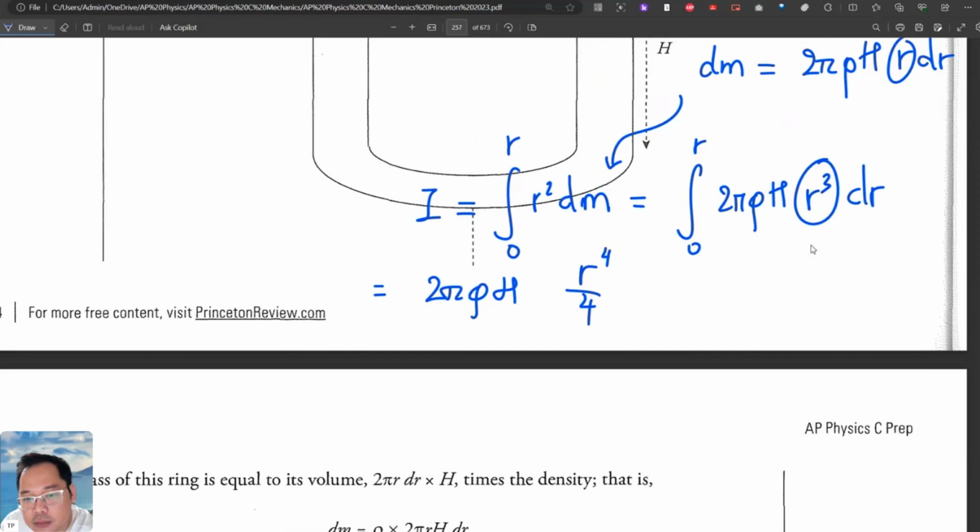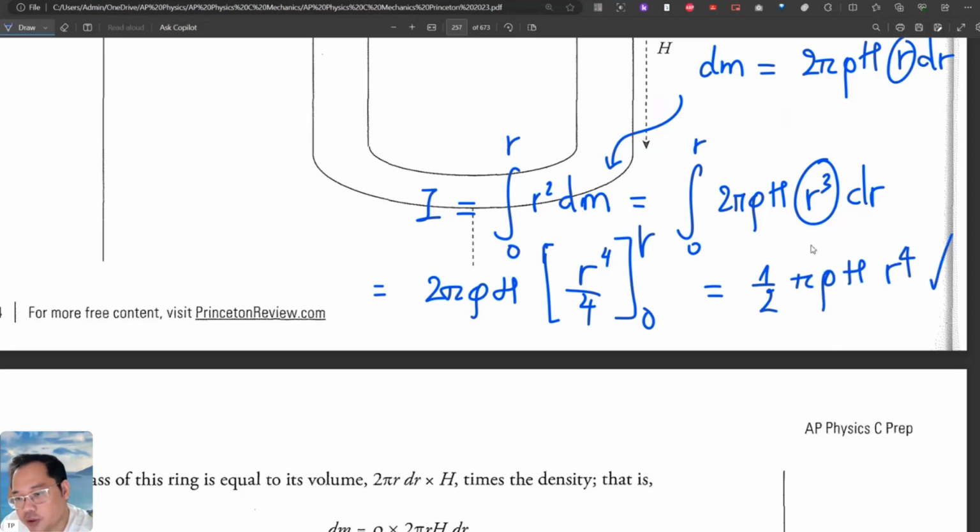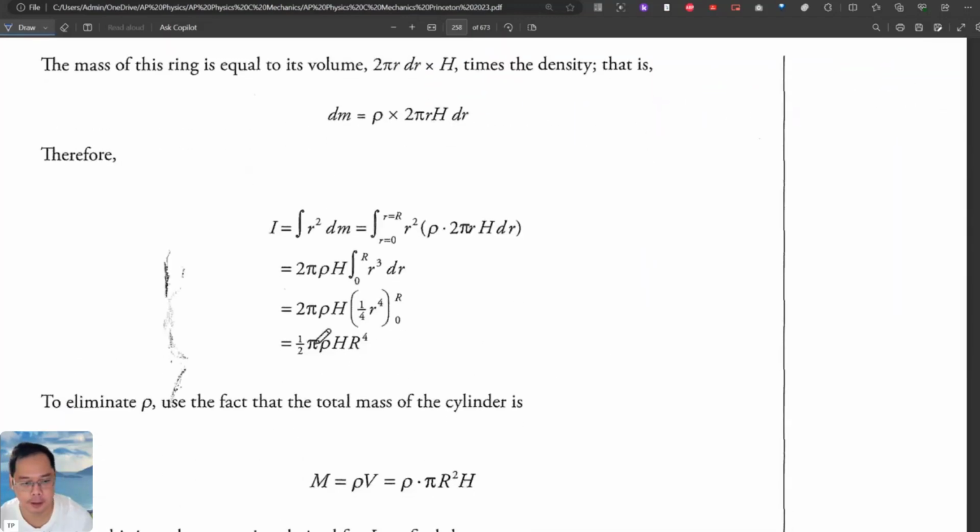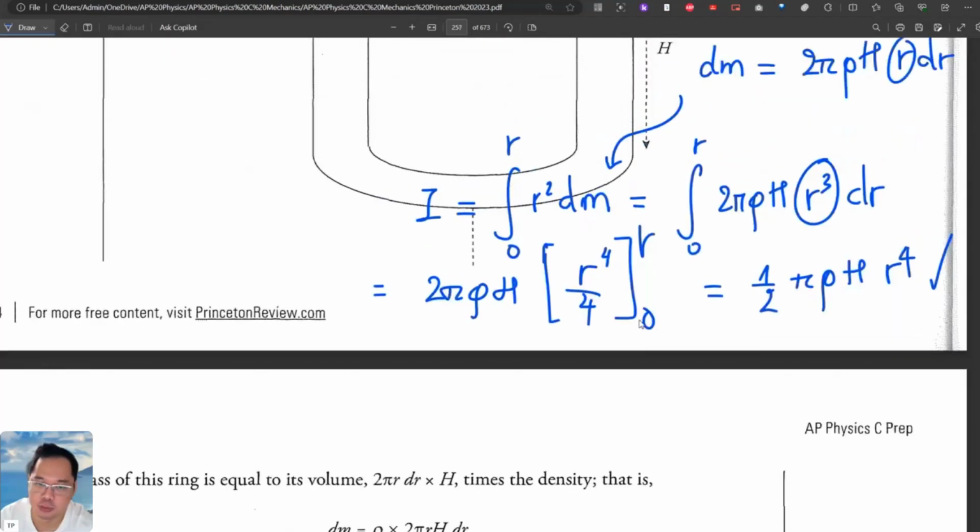Putting in the limits, 0 to R, we have the final result. 2 pi over 4 is 1/2, so 1/2 pi rho h R to the power 4. This is the final answer, replacing the small r by the big R, which is any value, a constant. This is the solution.